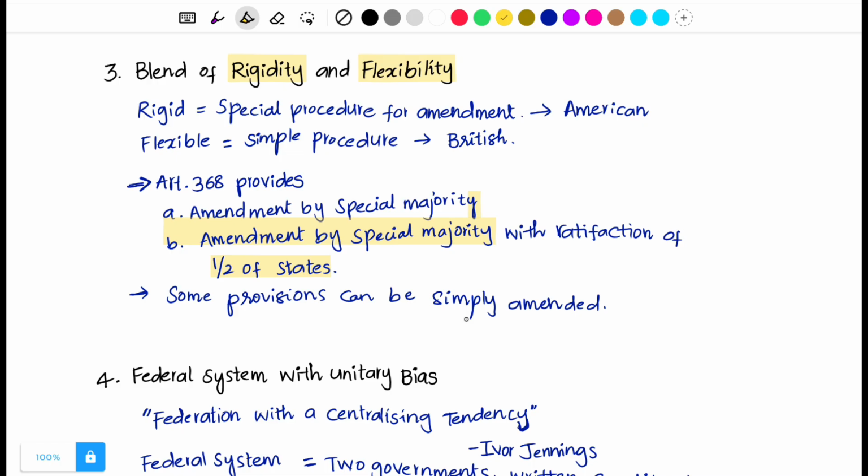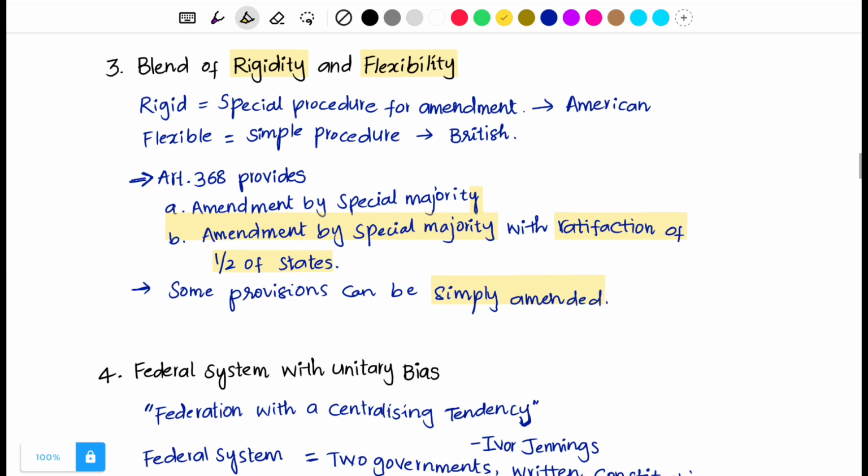It becomes so much rigid, and some provisions can be simply amended like the ordinary law. To amend an ordinary law, it is so much flexible, but to amend some provisions in the constitution, it needs a special majority, and also a special majority with the ratification of half of the states. So this is why we call our constitution a blend of rigidity and flexibility.